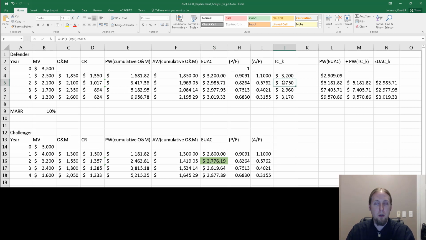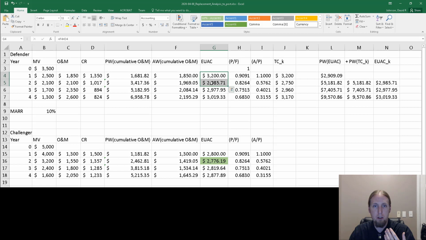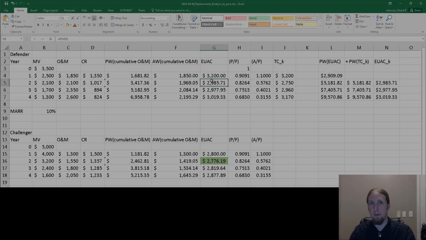So even though the total marginal cost, if we held on to it a little bit longer, could be less than the Challenger's EUAC for 1 year, it's not enough to bring the average over the first 2 years lower than what it would be if we replace the Challenger immediately. So in this case, that means that our original decision is still correct, and we should replace the Defender immediately.